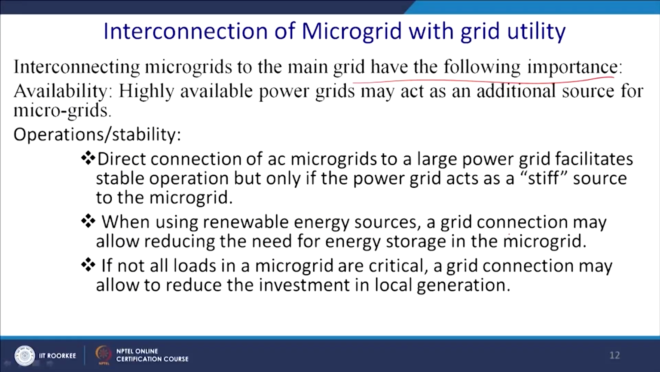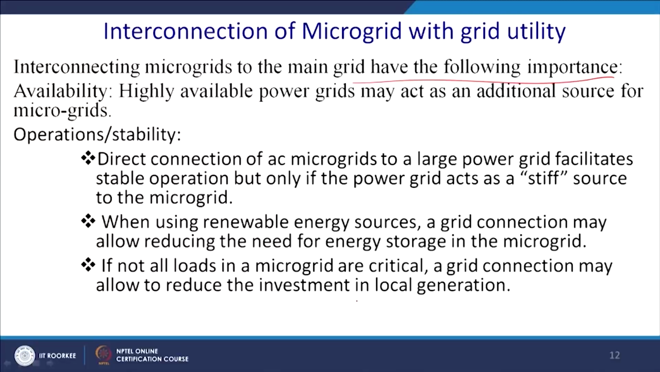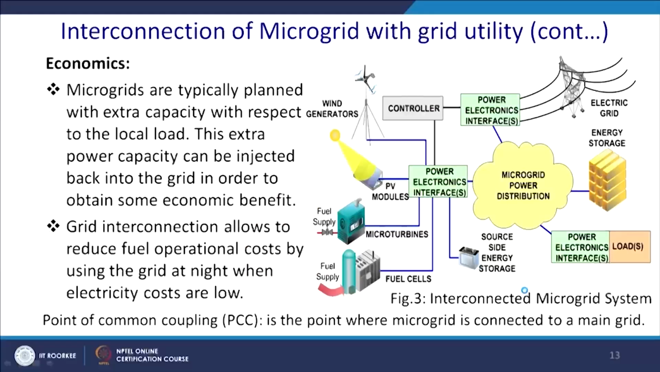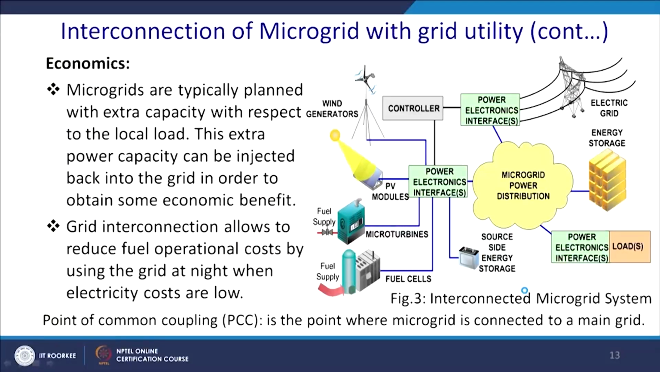If not all the loads in a microgrid are critical, that is a very important thing. And that is also true in most cases, where around 10% or 20% of the loads are critical loads. So, grid connection may allow reducing the investment in local generation. Let us say you are using high bulk power consumption, when power availability to the microgrid is scanty, you can schedule your work at that time. So, interconnection of the microgrid with the utility grid: one reason is the economics.